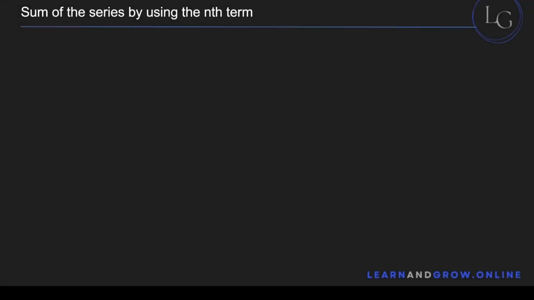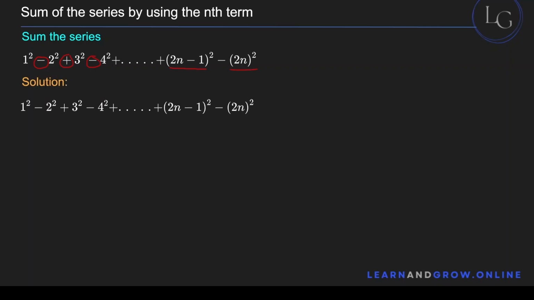So the sum of the series by using the nth term. Now this is the series given to us, and in this particular case we have these consecutive negative and positive signs, and that is what makes this a bit confusing. 1 square minus 2 square plus 3 square minus 4 square plus 5 square minus 6 square, and so forth till 2n minus 1 whole square minus 2n square. So how do we deal with this?